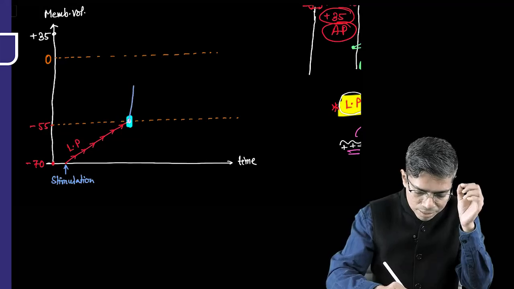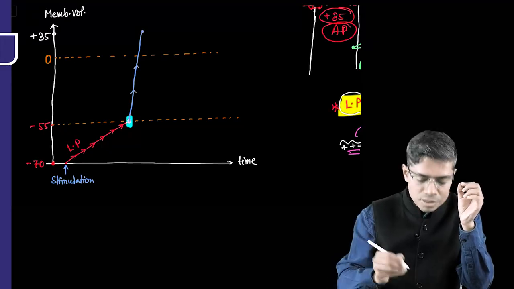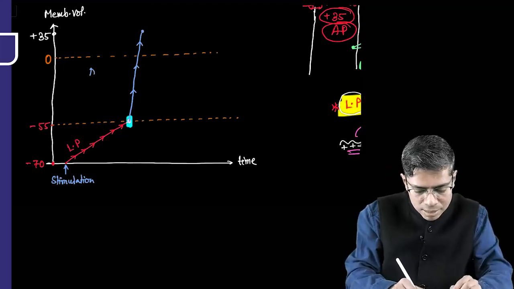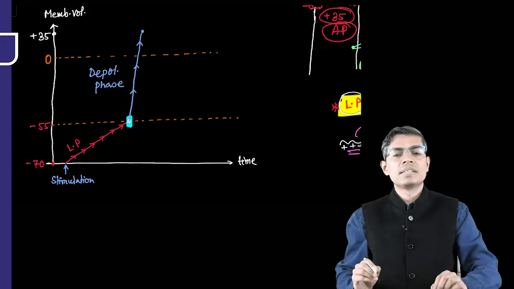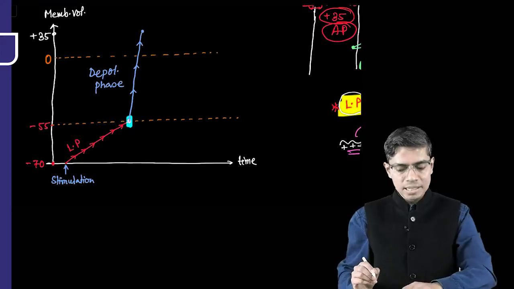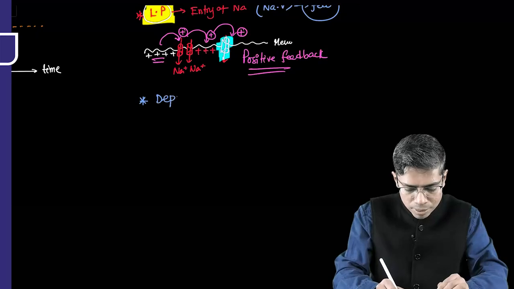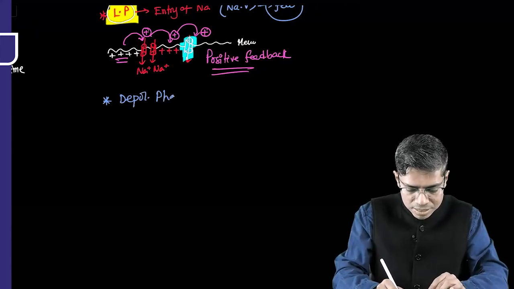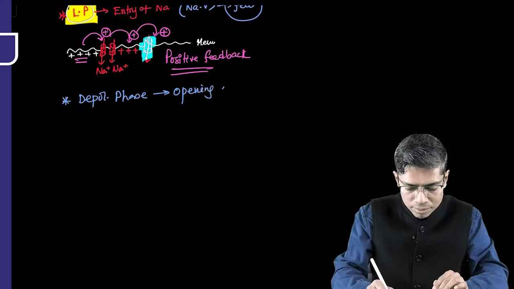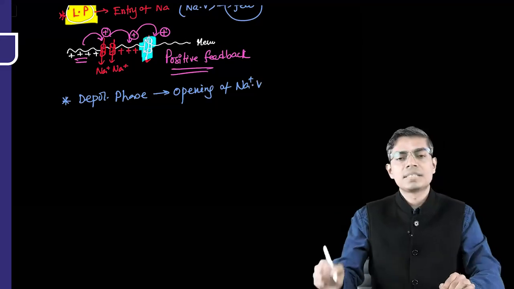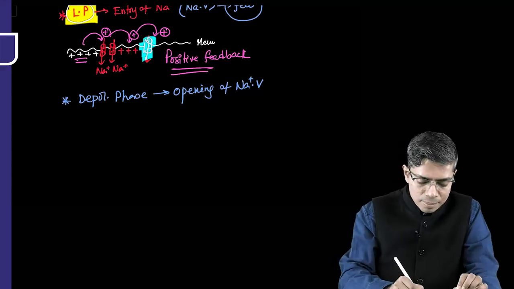and that will rise the membrane voltage rapidly to plus 35 millivolt, and this rise of membrane voltage towards plus 35 millivolt is known as the depolarizing phase of action potential. So if I ask you what is the cause of this depolarizing phase of action potential, it is very simple: it is due to opening of the Na.V channel. Voltage gated sodium channel opening is the cause of this depolarizing phase of action potential.